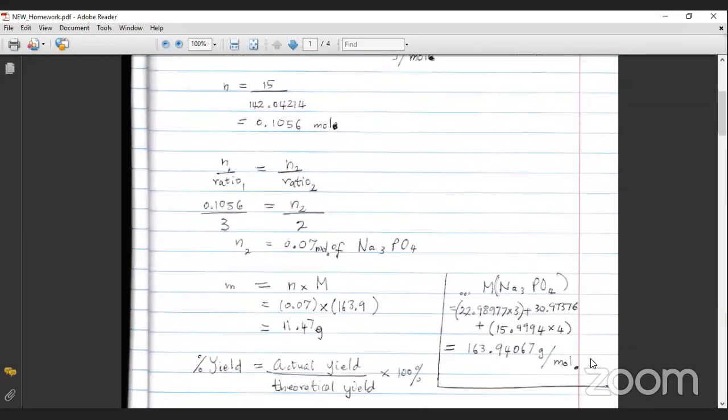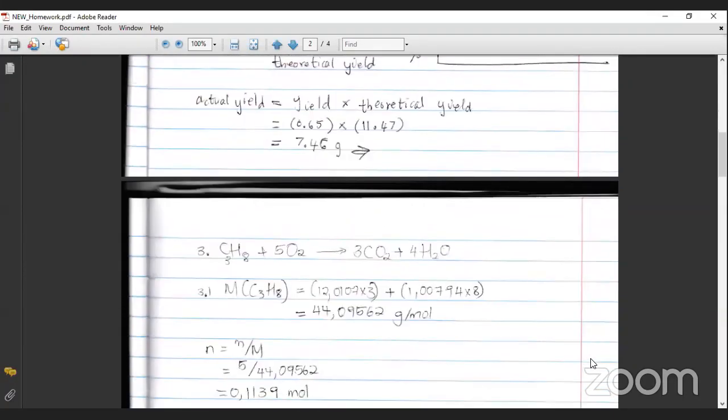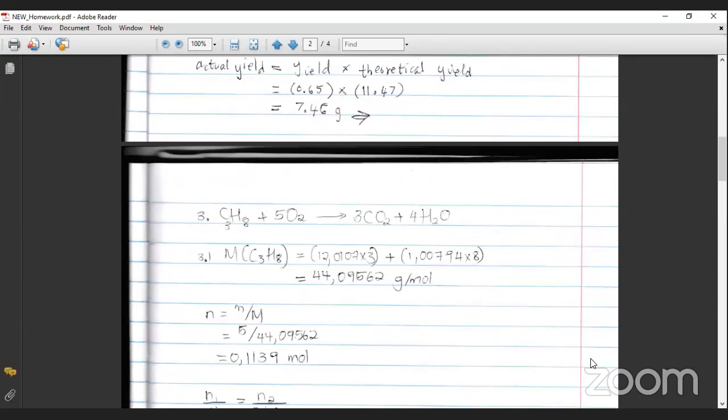Okay, we're done with this one. Okay, number 3. Our equation, we balance it first, which means we add a 3 there and a 4 there. And then our equation is balanced.